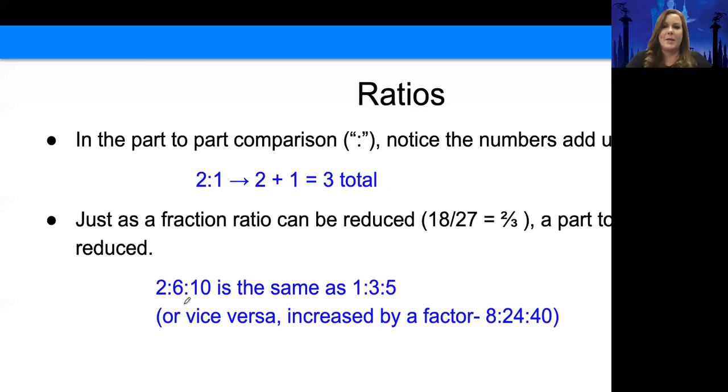We also could increase it, like in recipes. If I take a recipe and I want to triple it, then I take each one of the measurements and multiply every one of them by 3. So if I wanted to increase this and say, ooh, it's too small, I want it 4 times as big, then I'm going to go through here and multiply each one of these numbers by 4. 2 times 4 is 8, 6 times 4 is 24, and 10 times 4 is 40.